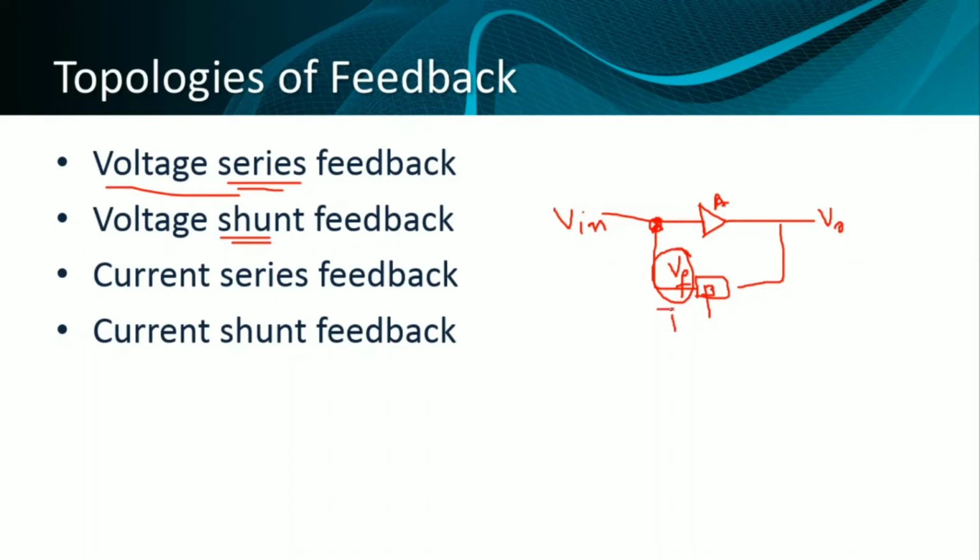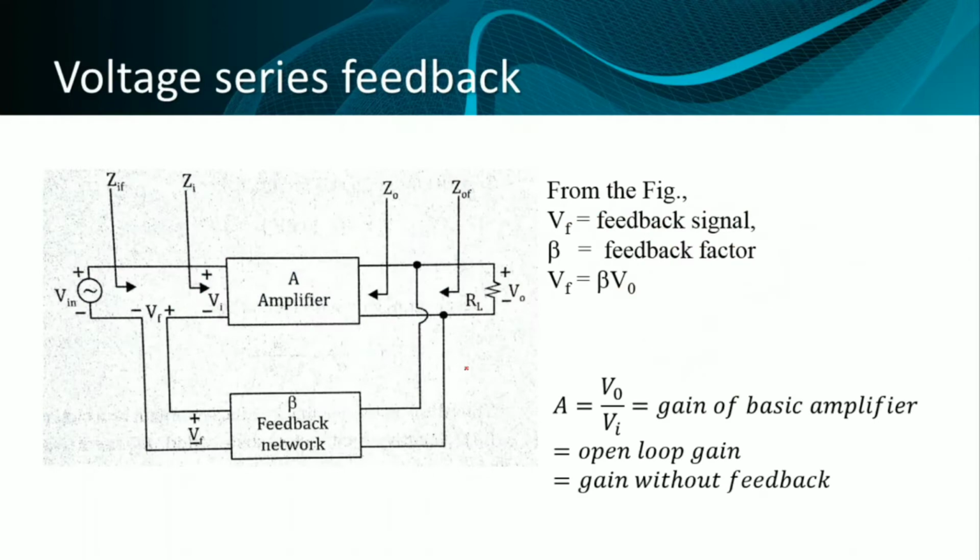If the feedback is a current factor, if it is not a voltage but a current, then it is current series or current shunt, based on whether the current is in series or given to shunt. Shunt in the sense parallel. So voltage series feedback circuit, voltage shunt feedback circuit, current series feedback circuit and current shunt feedback circuit: these are the 4 different topologies that exist in feedback networks. We have only one topology to study, which is the voltage series feedback amplifier.